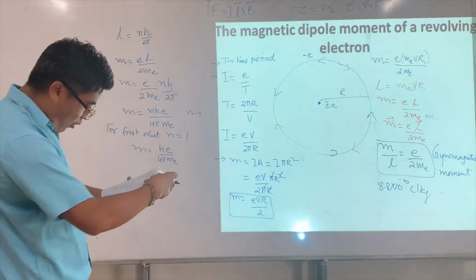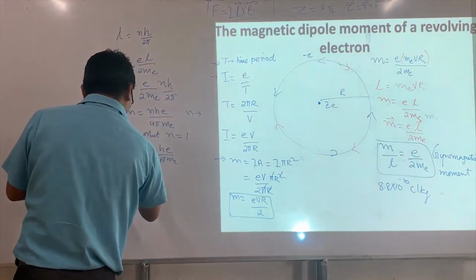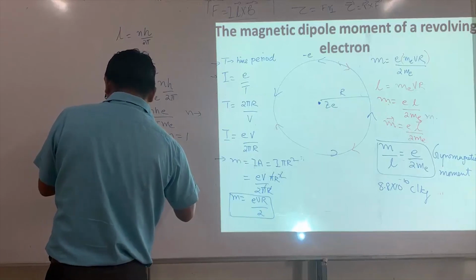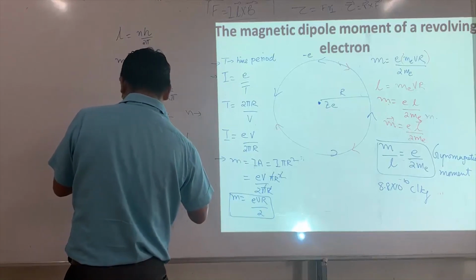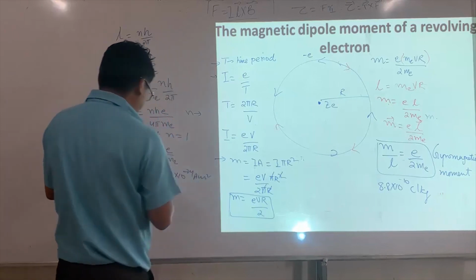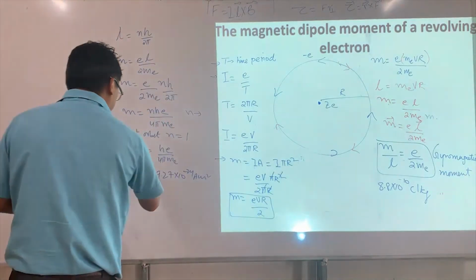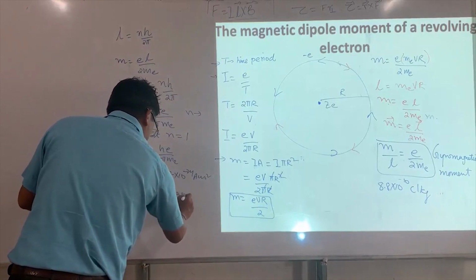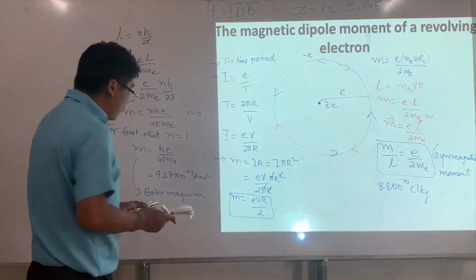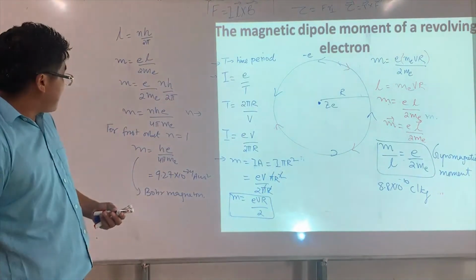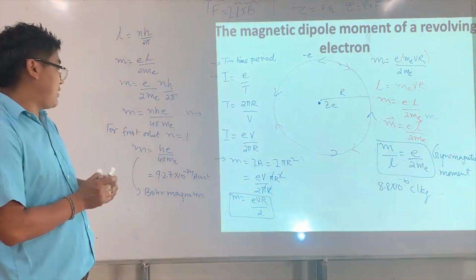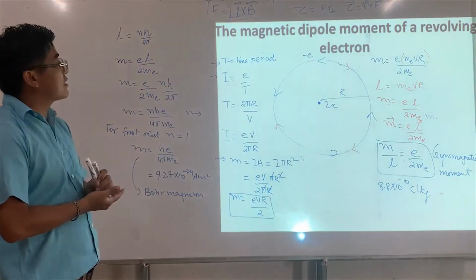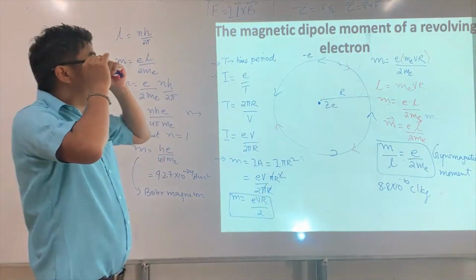The value of this smallest magnetic moment is equal to 9.2 times ten to the power minus 24 ampere meter square, for hydrogen atoms. And this is what we call the Bohr magneton, the smallest magnetic moment of a hydrogen atom. If I go to higher n, the number is going to increase, right?